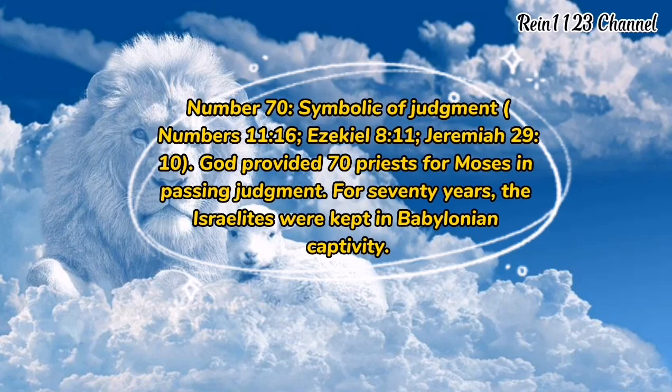Number 70. Symbolic of judgment. Numbers 11:16, Ezekiel 8:11, Jeremiah 29:10. God provided 70 priests for Moses in passing judgment. For 70 years, the Israelites were kept in Babylonian captivity.